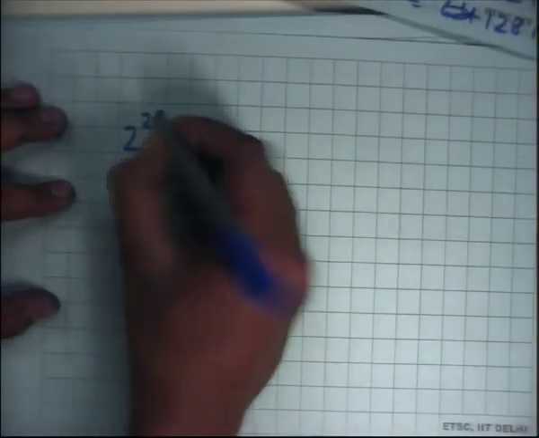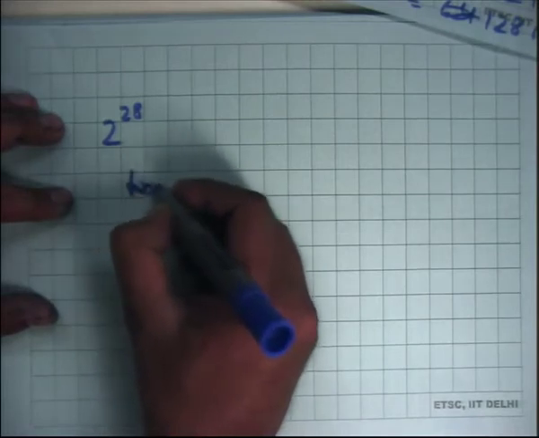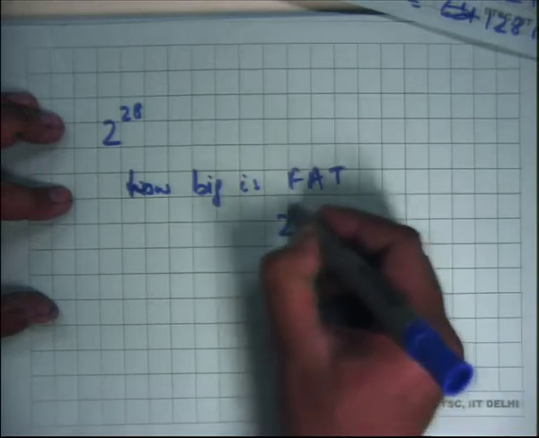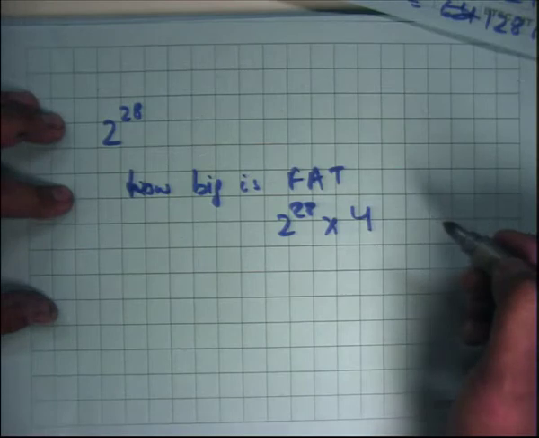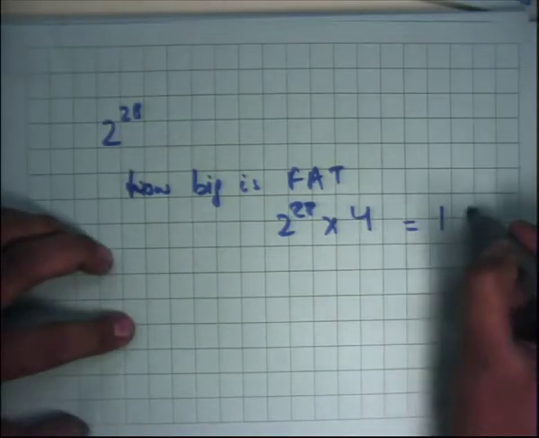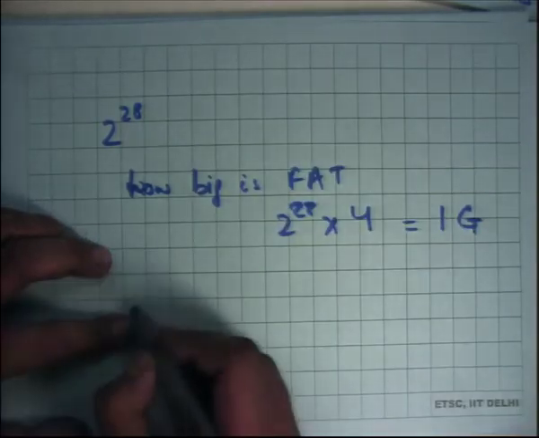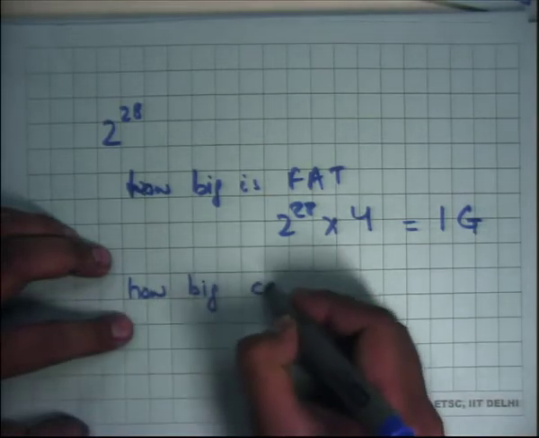So let's say you have 2 to the power 28 entries. How big is the FAT? 2 to the power 28 into 4. Let's say each entry is 4 bytes. That's 1 gigabyte, right? And how big can the disk be?